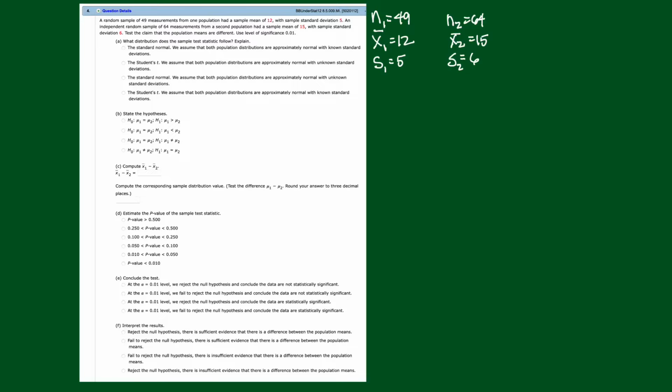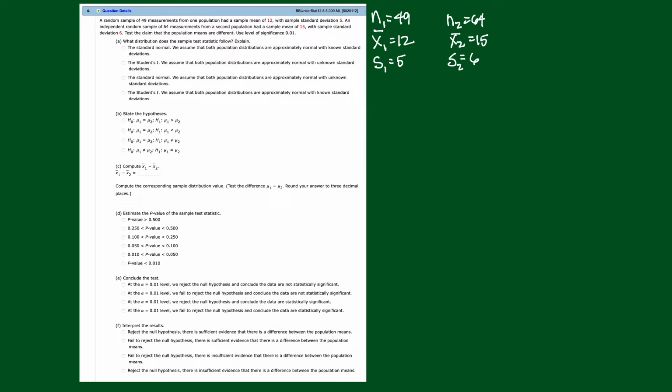This is section 8.5, problem number 4. Here's what we have. I just summarized the data over here, but it says we have two populations. They're independent. So a random sample of 49 measurements from one population had a sample mean of 12, standard deviation of 5. 64 were sampled in the second population, gave a mean of 15 and a standard deviation of 6. And what we want to do is test the claim that the population means are different.